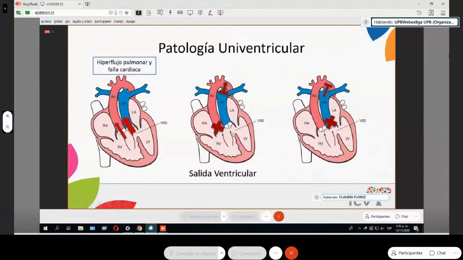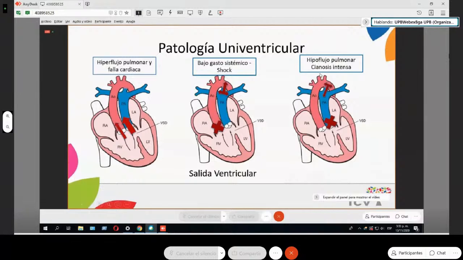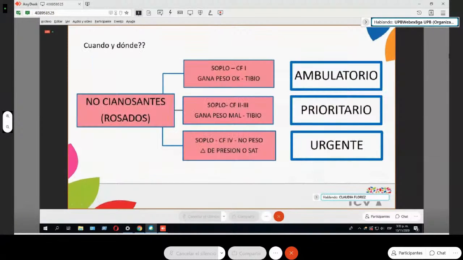hyperflow to the lung, or the outlet to the body will be obstructed, so all of the blood will go to the lung, and we require a tube or a connection between the two arteries so that this provides blood to the aorta and the body is not without blood. So the child will have a low systemic output or shock, or there will be an obstruction towards the lung. And again, we need this ductus arteriosus to communicate both arteries to pass blood from the pulmonary artery to the aorta. In that case, we will have low pulmonary flow.